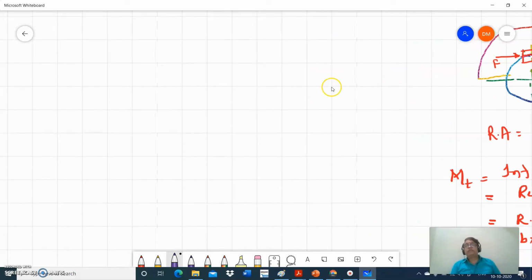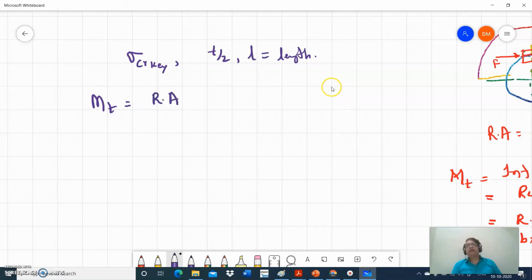If sigma CR is the crushing stress for the key, and T by 2 is the height of the key, and L is the length of the key, then the applied torque Mt is equal to the internal resisting torque. That is the resisting area multiplied by stress.